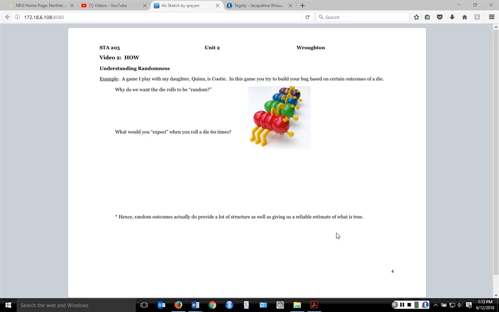One of the things that we like to have happen when we roll a die is we want the die rolls to be random. So why would it be a good idea for our die rolls to be random? Well, when it comes to playing games, one of the things that we like is for them to be fair. So my daughter being much younger than me shouldn't be any disadvantage to her, right? The idea of the die rolls being random allows the game to be fair. Right, we all have the same chance of winning.